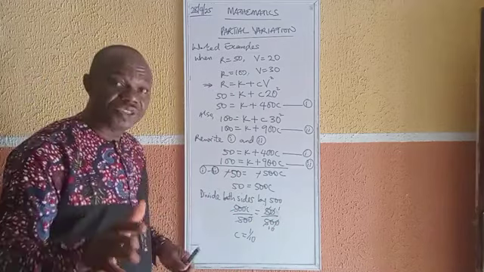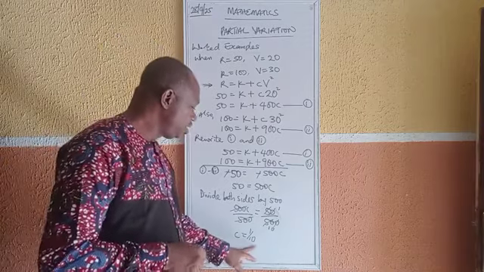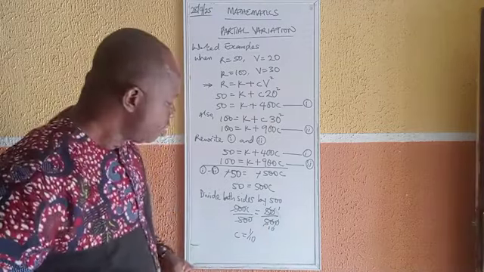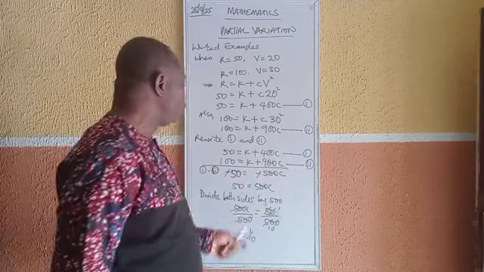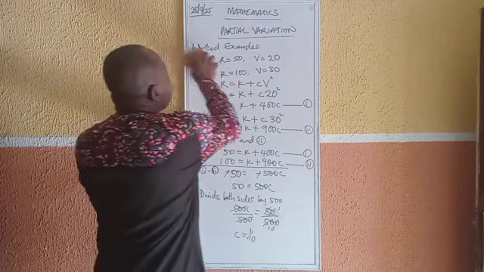So we know one of the constants now. C is 1 over 10. Now we'll substitute these values into either equation 1 or 2 so that we can get K.